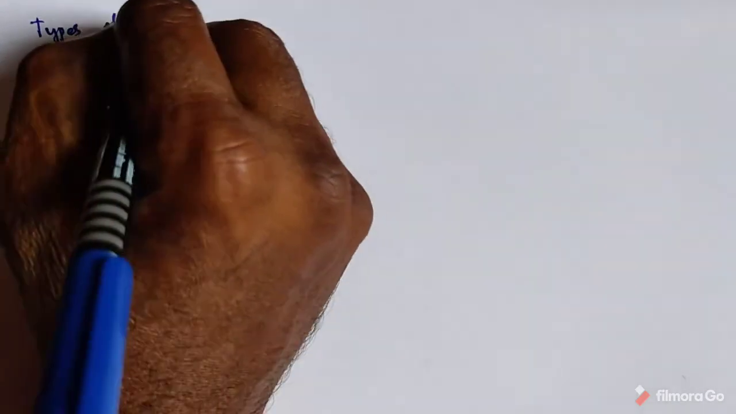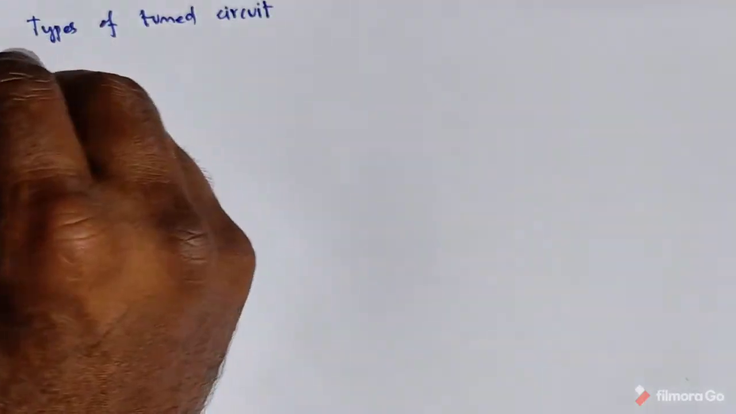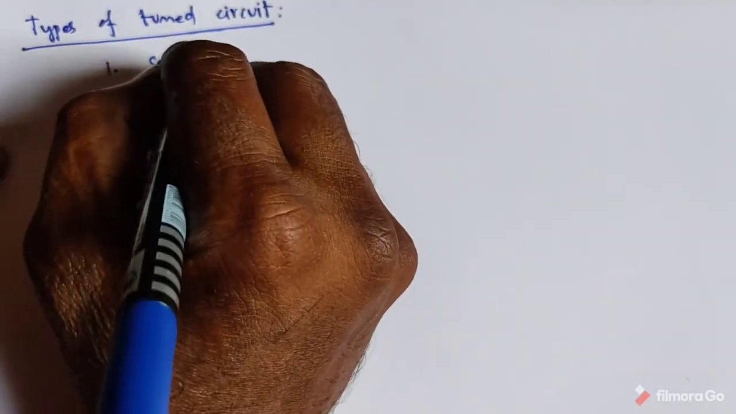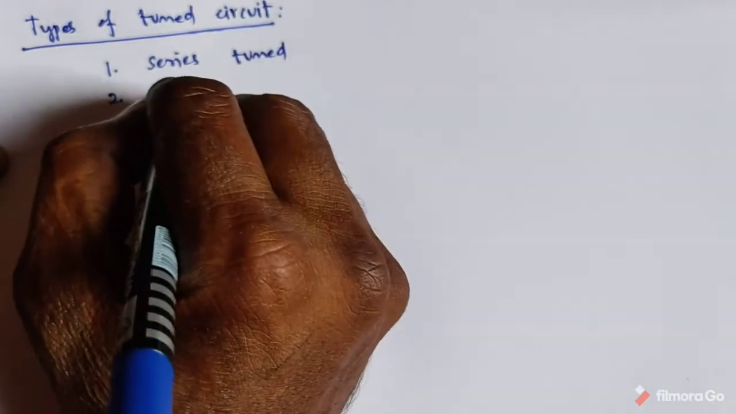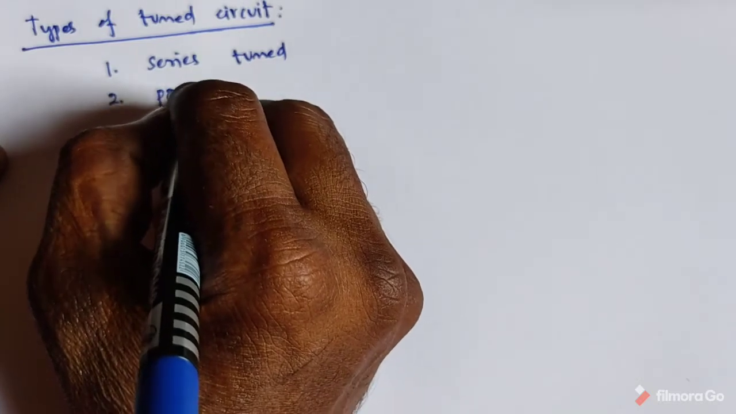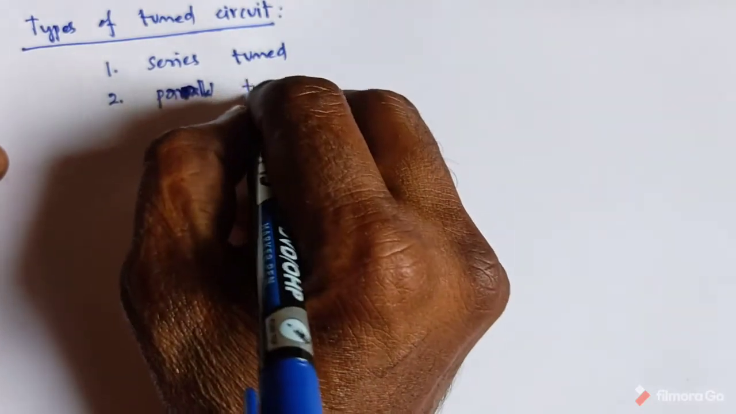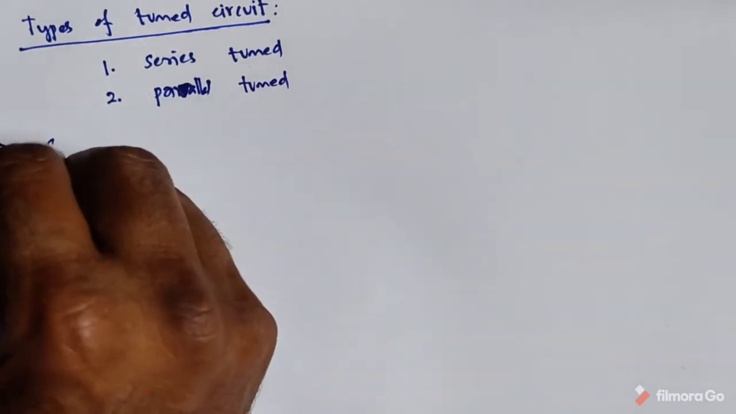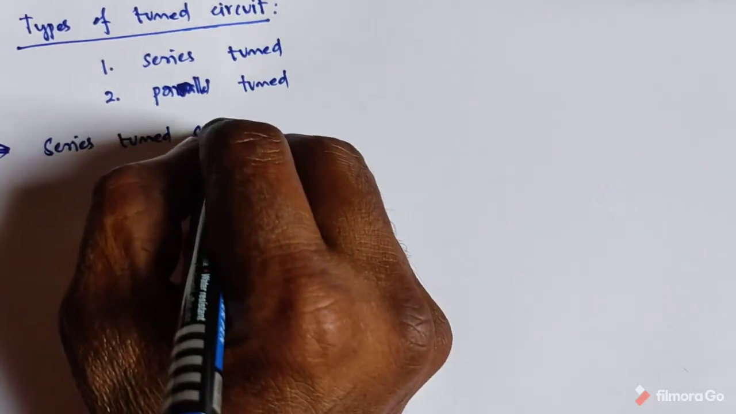What are the types of tuned circuit? There are only two types. One is series tuned, another one is parallel tuned. The first one is the series tuned circuit.